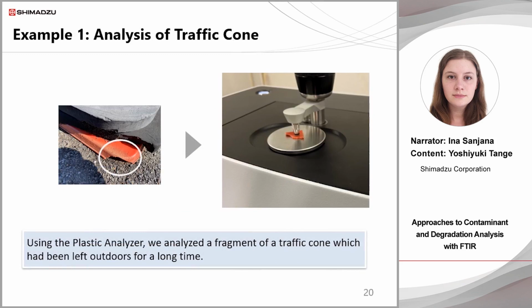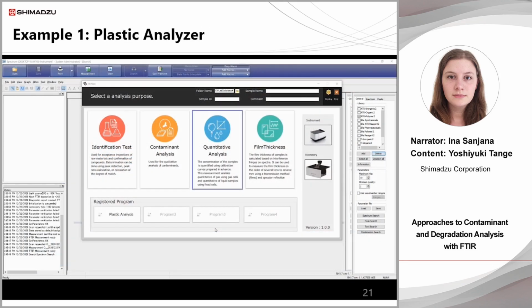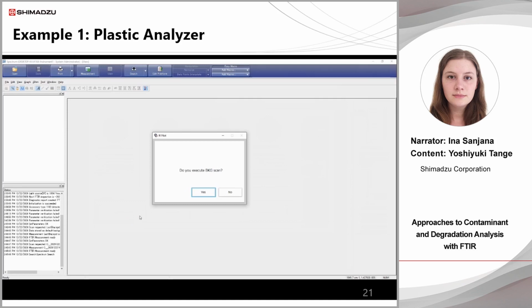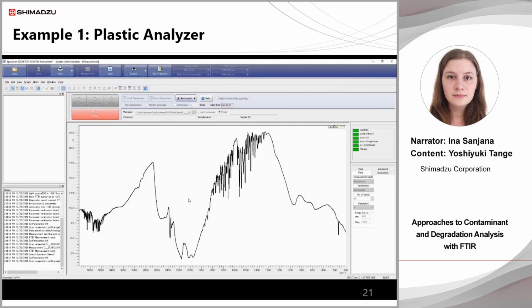As an example of degradation analysis, we analyzed a fragment of a traffic cone that had been degraded by being left outside. This is also a demonstration of analysis with the Plastic Analyzer. First, we click Plastic Analysis in IR Pilot. A wizard will appear to take us through the background scan. The background scan begins using the default scan parameters and is completed in about 1 minute.